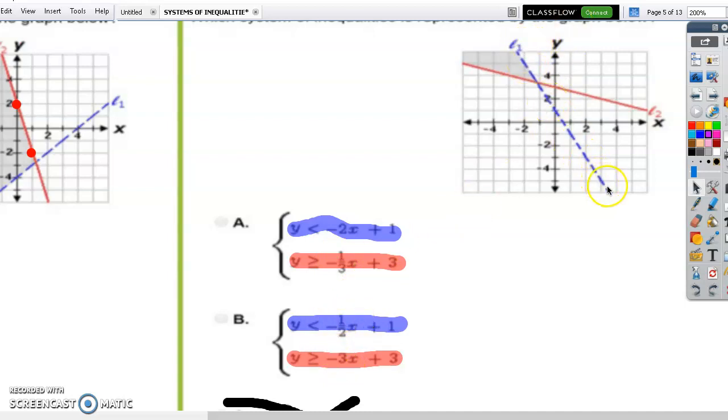I'm going to look at my blue line, and I'm going to find two perfect points. The first one is on the y-intercept, and the second one is right here. So for our blue line, you're going to go down 1, 2, so negative 2 over 1. Negative 2 over 1 is negative 2. So our slope for our blue line should be negative 2. And the only choice that has that is A. So A would be your correct answer without even having to graph anything.